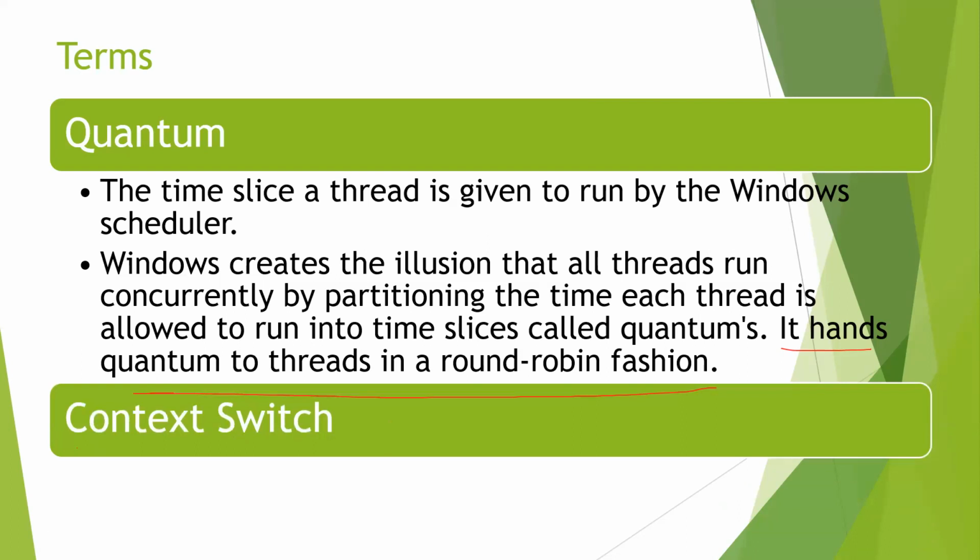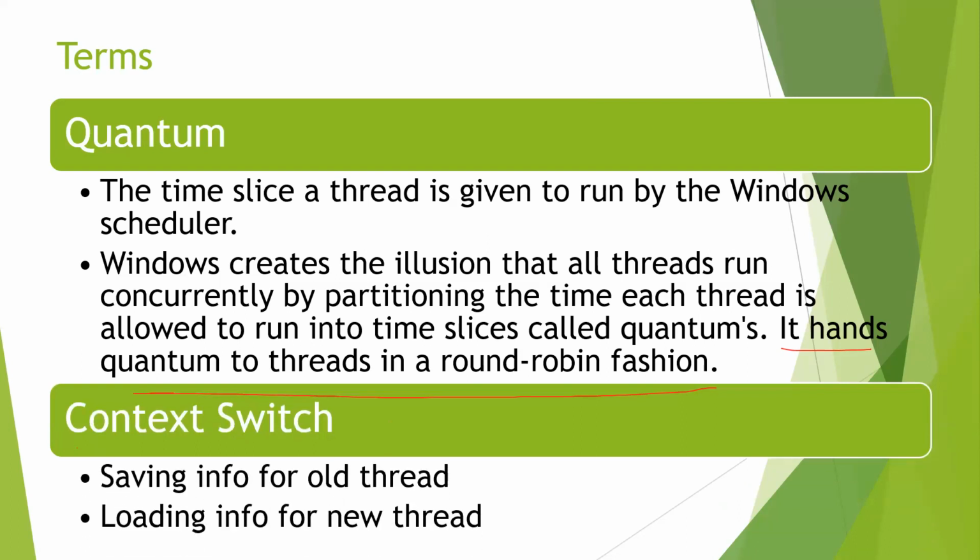Context switches, which we also discussed, means saving info for the old thread and loading info for the new thread. Let's say you are executing a thread which has completed 90%, and it yields out of the CPU after the 4 millisecond quantum. That execution context has to be saved somewhere, so the next time the thread starts executing, it can load that information and start from where it left off, at 91%. That is the context switch.